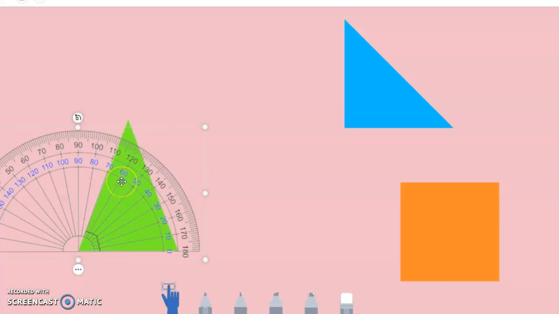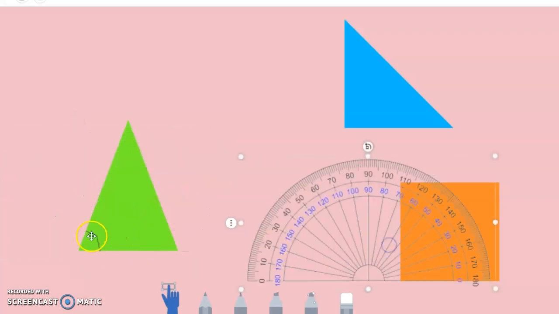And I have two different numbers. I have a 70 number and I have 110. Well, I recognize that this is an acute angle, so it has to be smaller than 90 degrees, which means it's going to be 70 degrees. So this angle right here, 70 degrees.